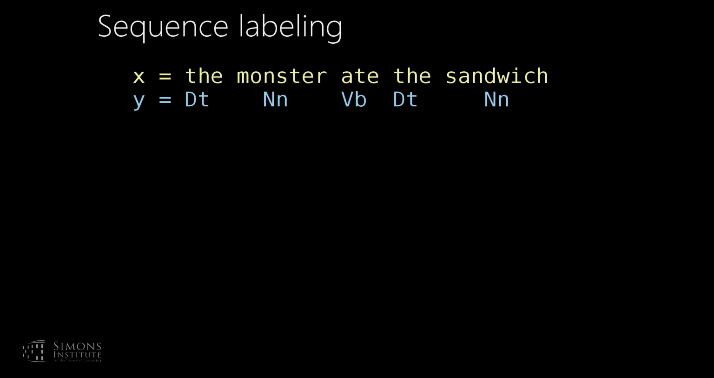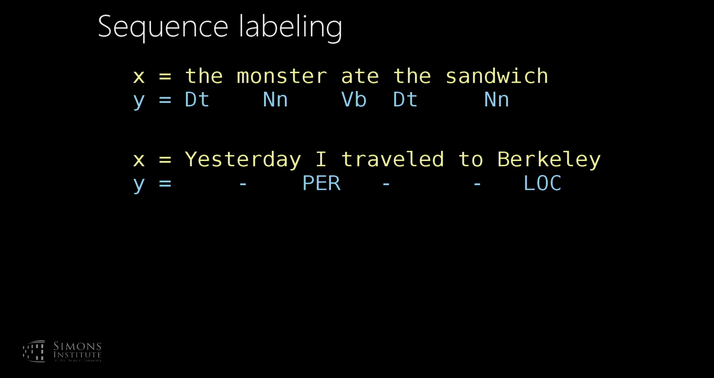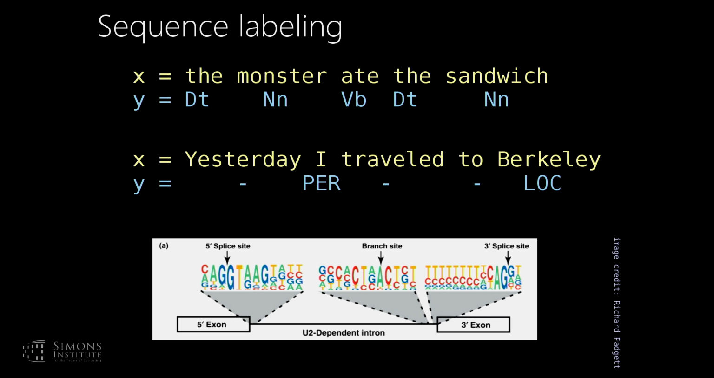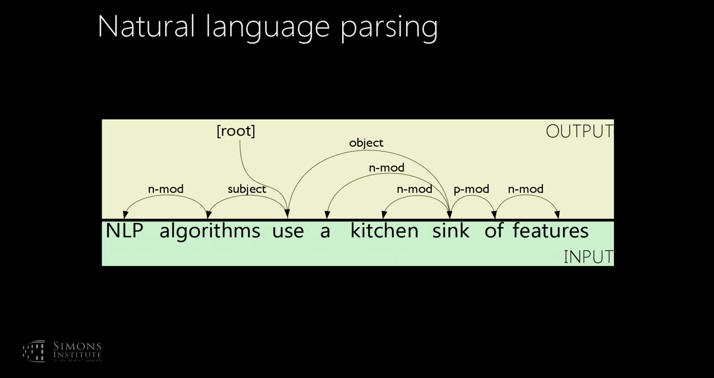Probably the classic example of structured prediction is sequence labeling. You get an input like "the monster ate a sandwich", and you want to assign part of speech tags to the sentence. Named entity recognition looks very similar. You also have other sequence-like problems, like DNA splice site prediction, where you have DNA sequences and you're trying to separate them into, say, introns and exons. So these are all sequence problems.